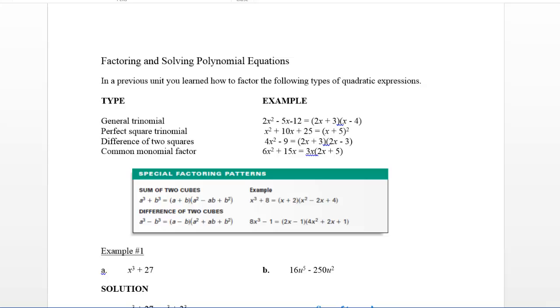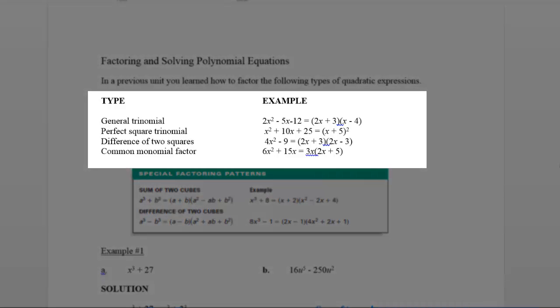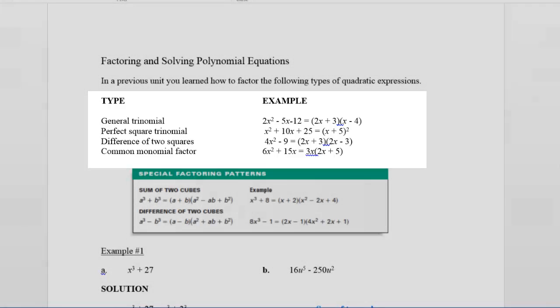We start off here with a basic recap of the different types of factoring that you learned back in the quadratic functions unit. So you can see basic trinomials, perfect squares, and common monomial factoring. And don't forget grouping as well. Now, what we want to add here is the first level of higher degree polynomials, and that's cubes.